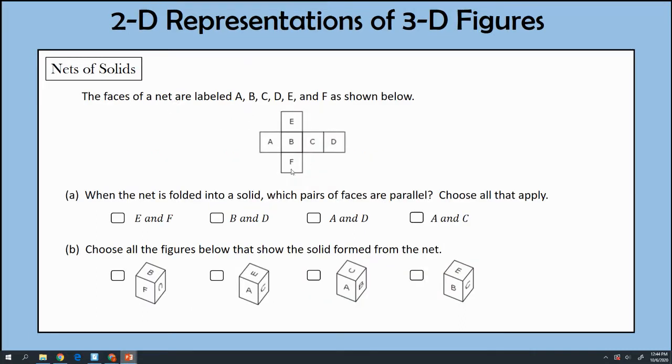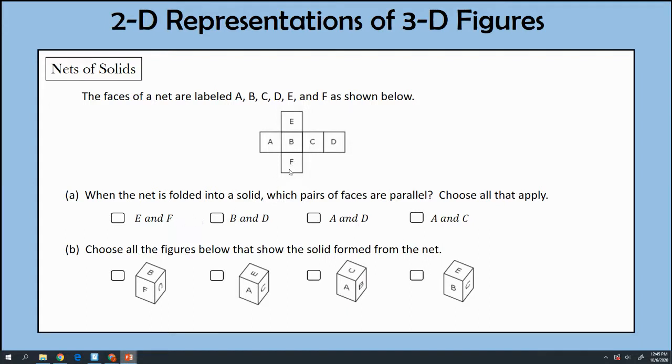Now what we can do is take a net, put it together, and talk about some of the characteristics of it. So what we're saying here, the faces of these nets are labeled A, B, C, D, E, and F. When we fold this solid back together, which pairs of faces would be parallel? So parallel would mean they would be across from each other. Okay, so would E and F, if we folded this back together, making a cube here, be parallel to one another?